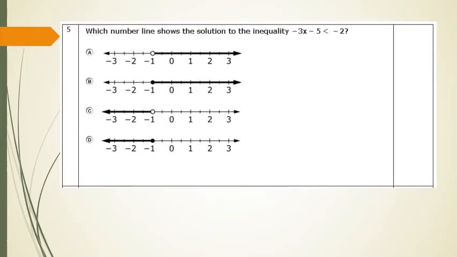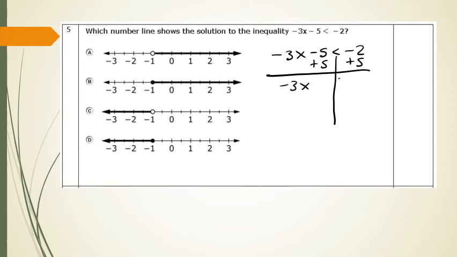Which number line shows the solution to the inequality negative 3x minus 5 is less than negative 2? Do you remember how to solve inequalities? All right, let's take a look. Negative 3x minus 5 is less than negative 2. So remember how we solve these kind of like an equation, right? So I'm going to start by adding 5 to each side because I'm trying to get x by itself. So I now have negative 3x is less than positive 3.